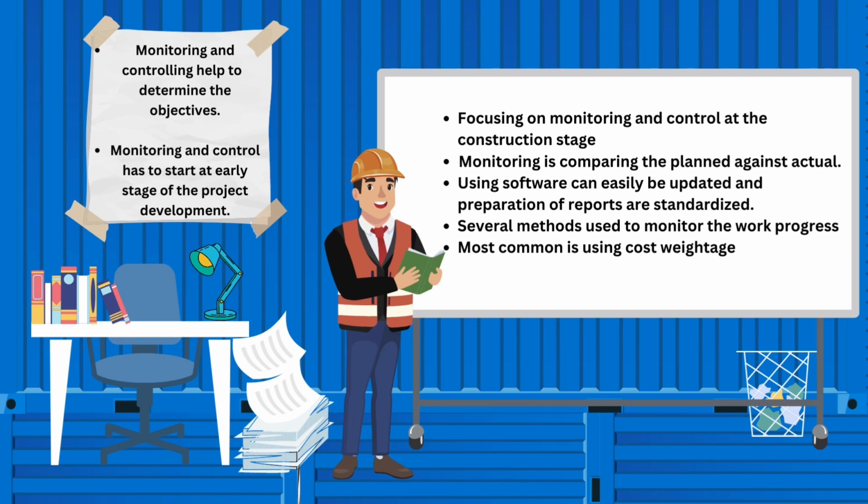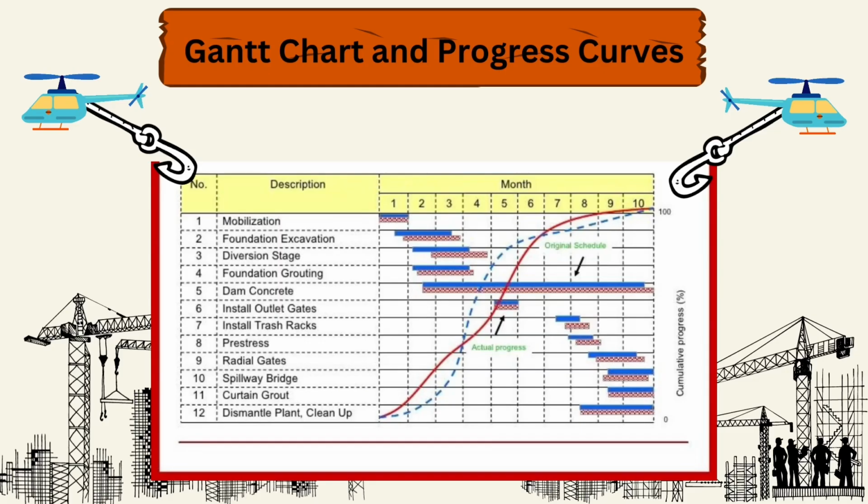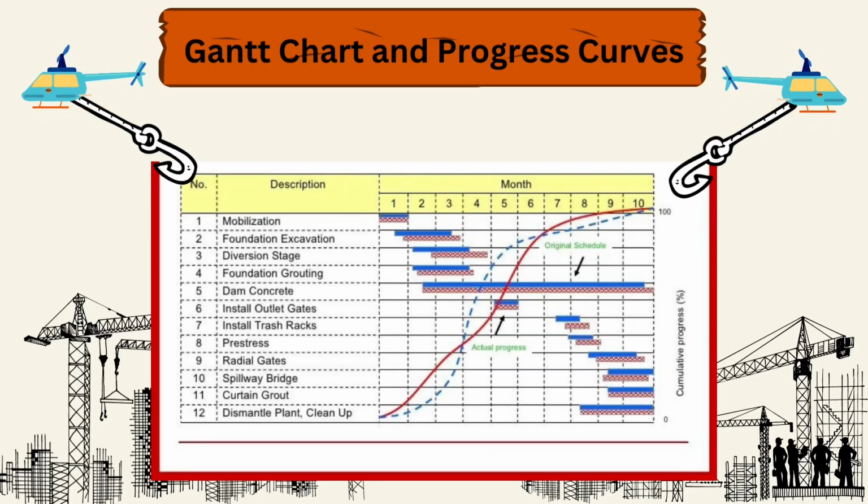Monitoring is comparing the planned against the actual. Using software, it can easily be updated and preparation of reports is standardized. Several methods are used to monitor the work progress. These include time weightage, cost weightage, man days, and quality. Most common is using cost weightage. Gantt chart.